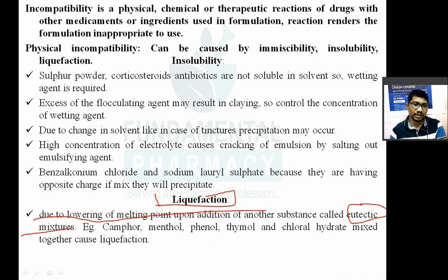For example, say camphor. If you mix camphor with either menthol, phenol, thymol, or chloral hydrate, you will get a liquid. If you mix camphor with menthol, you will get a liquid. If you mix camphor with phenol or thymol, you will get a liquid. Even if you mix camphor and chloral hydrate, you will get a liquid. Okay, some drugs are also there. For example, prilocaine, valproic acid, that also causes the incompatibility. So when you mix these ingredients together, it causes liquefaction.